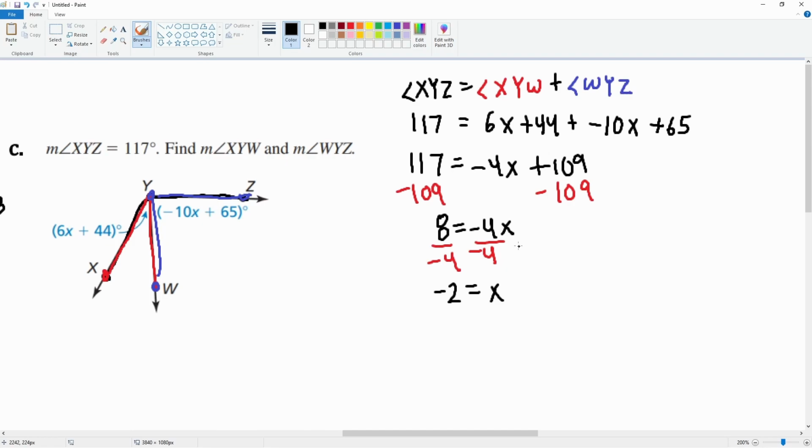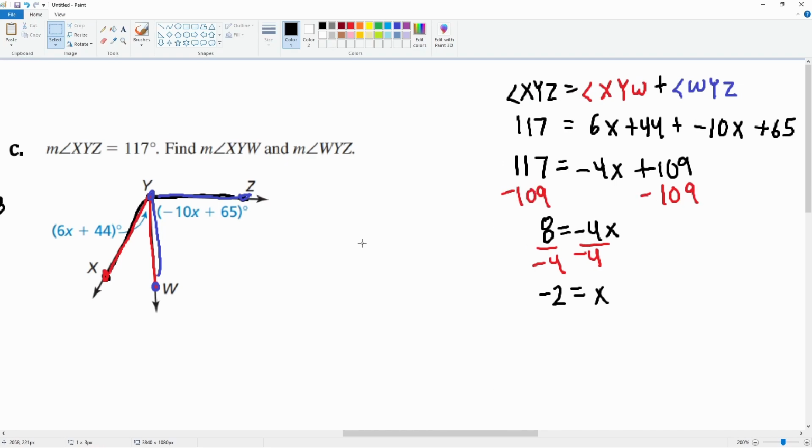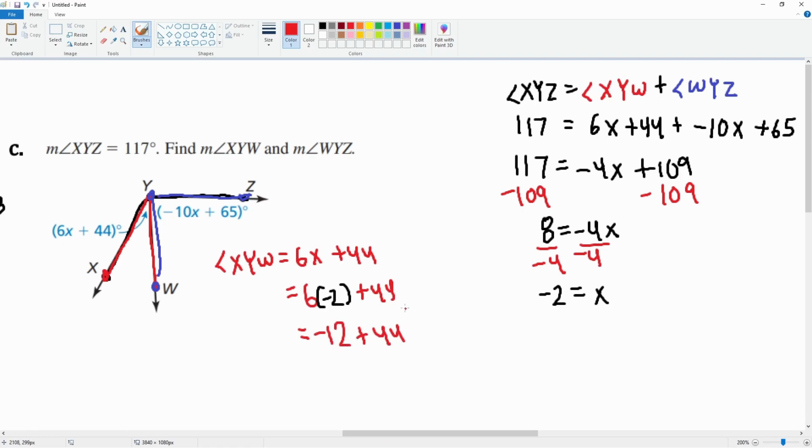We have x, but our goal is to get those angles. So we have to rewrite the equation for those angles. Let's do the red one first. Angle XYW is equal to 6x plus 44. All we do is plug in x as negative 2, and that should get us our missing values. So 6 times negative 2 is negative 12, plus 44 gets us 32 degrees. So angle XYW is 32 degrees.